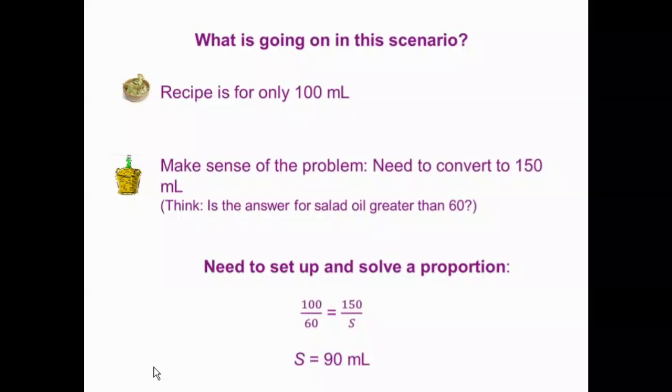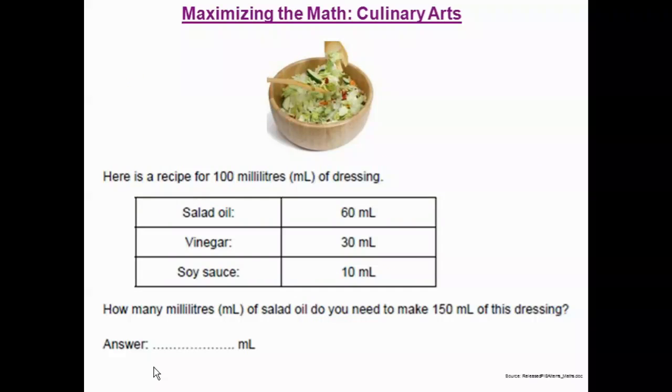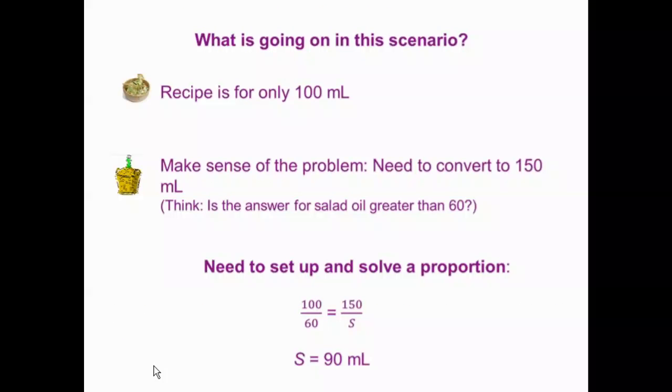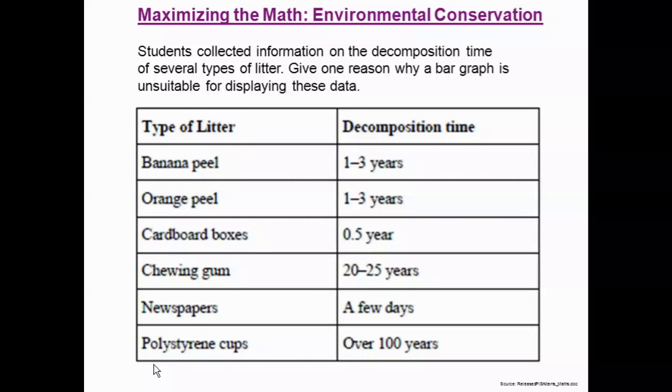So knowing that you have to come up with a larger number ahead of time, that's a nice way to check your answer. Now, one of the ways in which you could extend this is to have them figure the amounts for the vinegar, original amount 30, and the soy sauce, original amount 10. You can also extend it by having them create a lesser amount than 100. Okay? So that's how you maximize the math in that scenario.